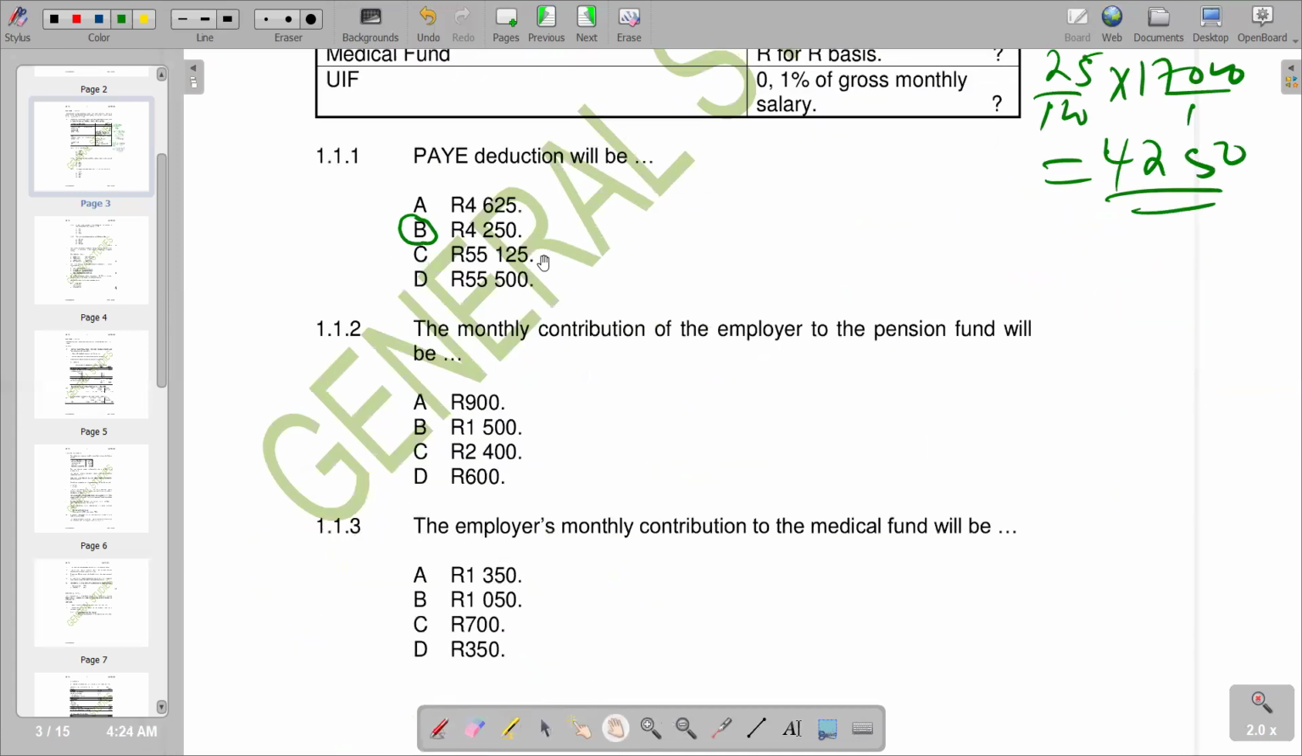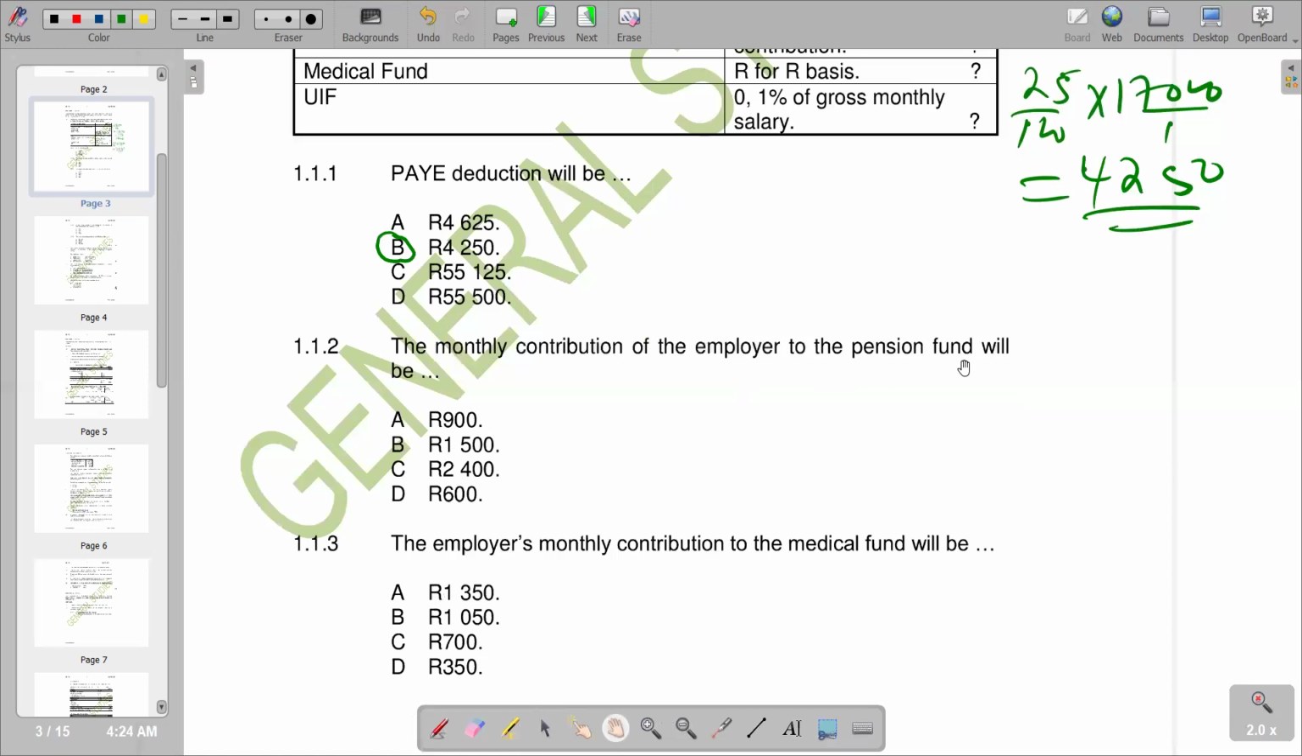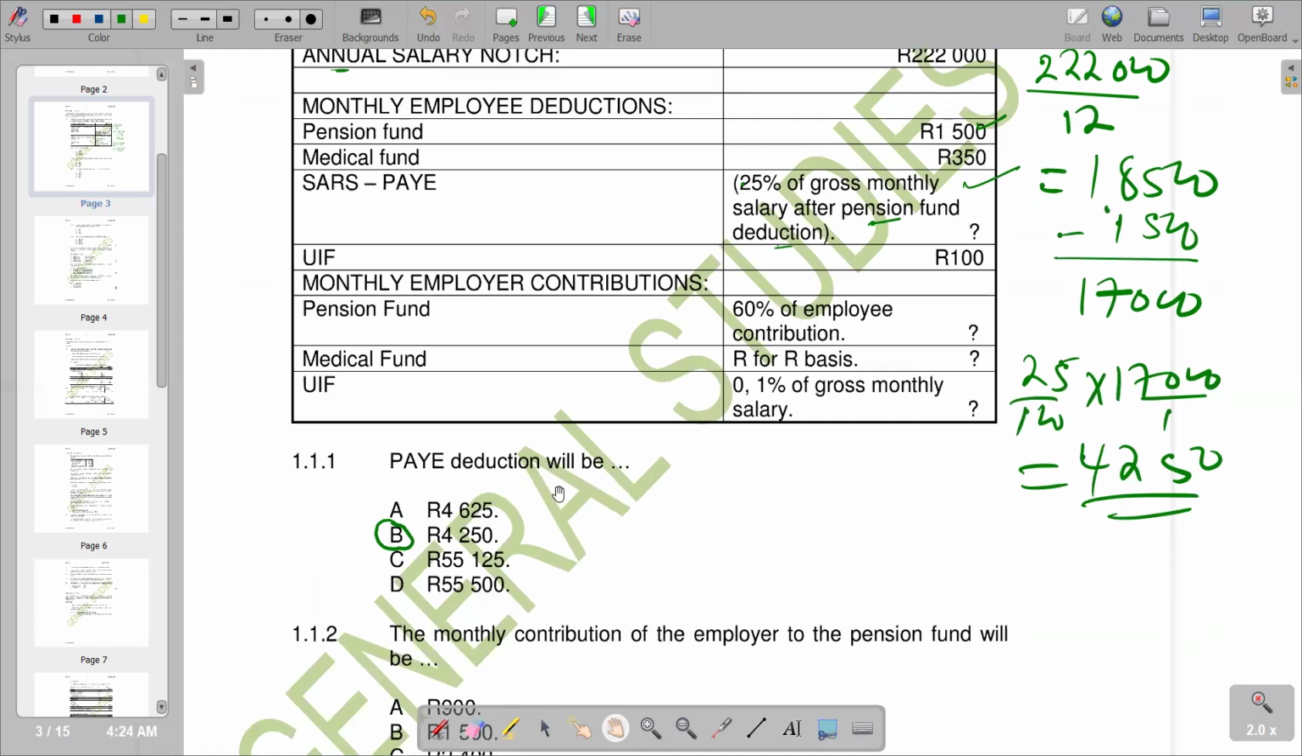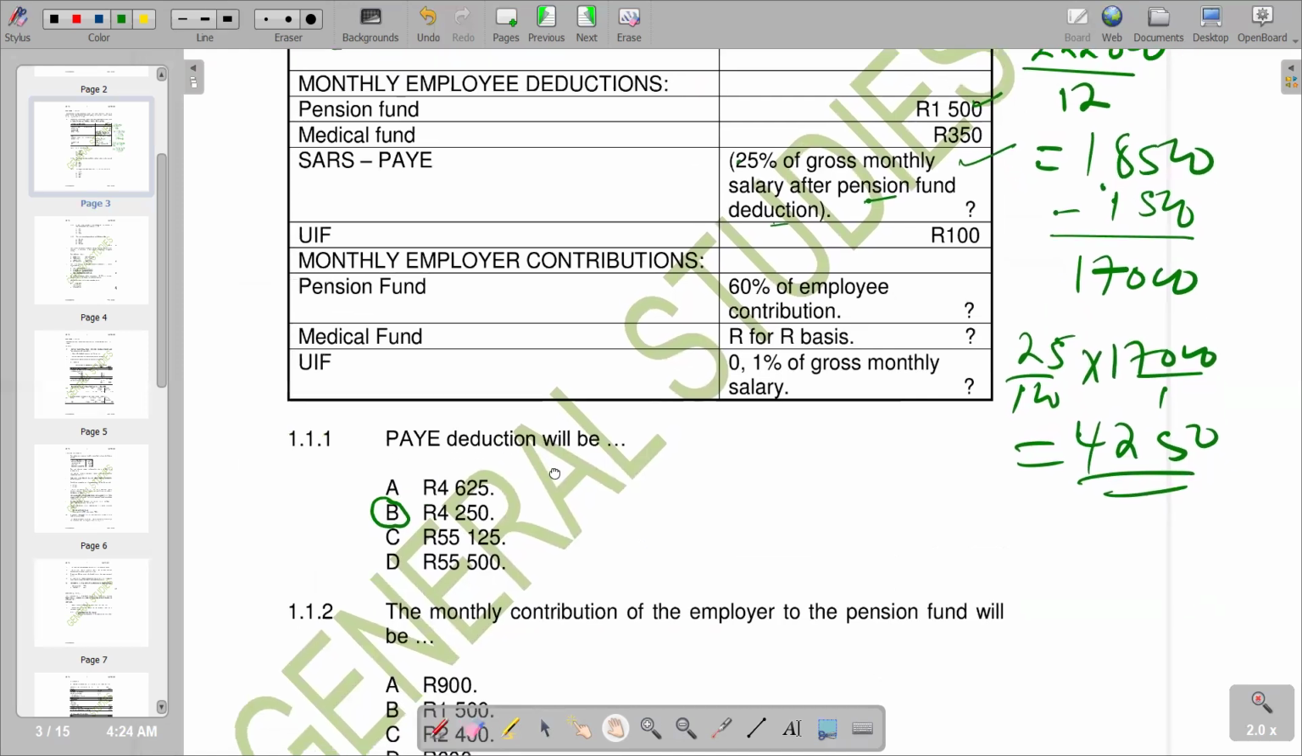Going down to the next question, you see that it reads: the monthly contribution of the employer for the pension fund will be. Then we go to the instruction for calculating the monthly contribution of the employer. Remember the question is asking for the monthly contribution for the employer. We are given the monthly employer contribution, whereby the pension fund is 60% of the employee contribution. So we calculate 60% of the employee's contribution.